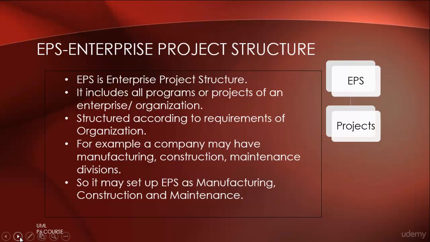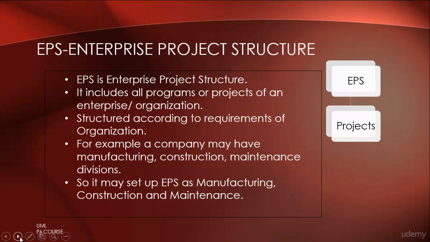EPS or Enterprise Project Structure. It includes all programs or projects of an enterprise or an organization, and it's structured according to the requirements of the organization. For example, let's say we have a company in which we have manufacturing, construction and maintenance divisions.